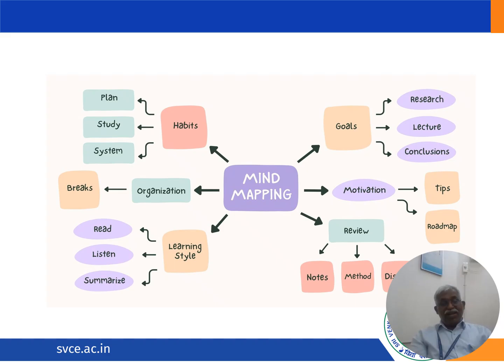Then we have learning style. Read, listen, summarize. Read many things. Then listen. Summarize, like a mind map for each question. For each chapter we need to prepare a mind map. Electromagnetism, that is one subject. We will draw a mind map for each question. These are the other learning styles.